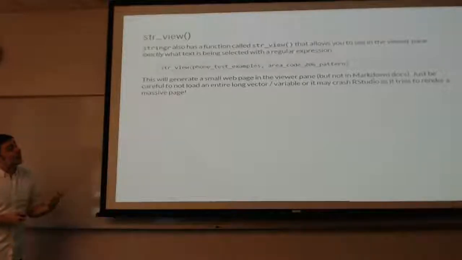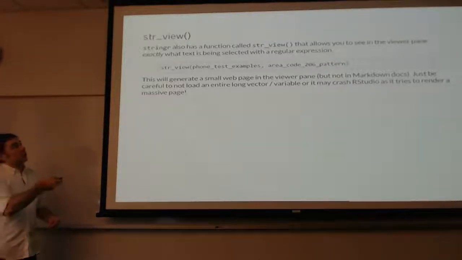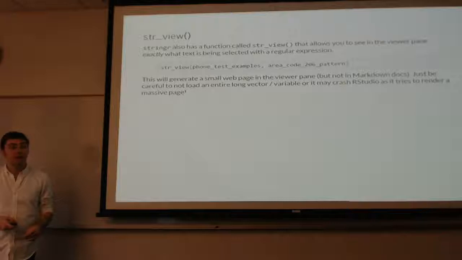One thing to be careful about is that because this is rendering a web page in your viewer window, don't load like a 10 million line vector into that, because it has to render that web page before it can display, and it will destroy your R if it tries to load something that large. It's making an HTML page, and it just annihilates your memory. So be careful. I like to do head 50 or something like that, get the first 50 observations, and then run str_view, and it'll pop it up.